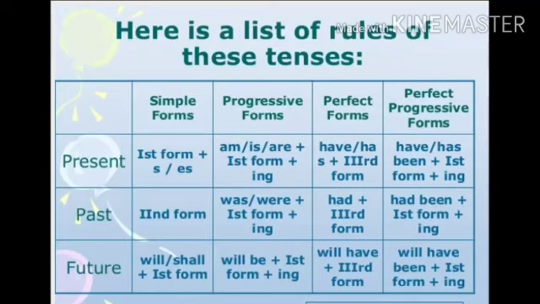Future indefinite or simple future. We use will or shall plus first form of the verb. In the future continuous, we use will be plus first form of the verb plus ing. In the future perfect tense, we use helping verb will have plus third form of the verb. And in future perfect continuous tense, we use will have been plus first form of the verb plus ing.